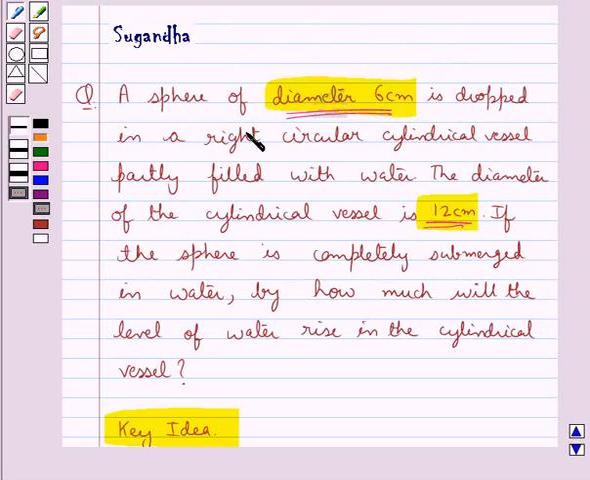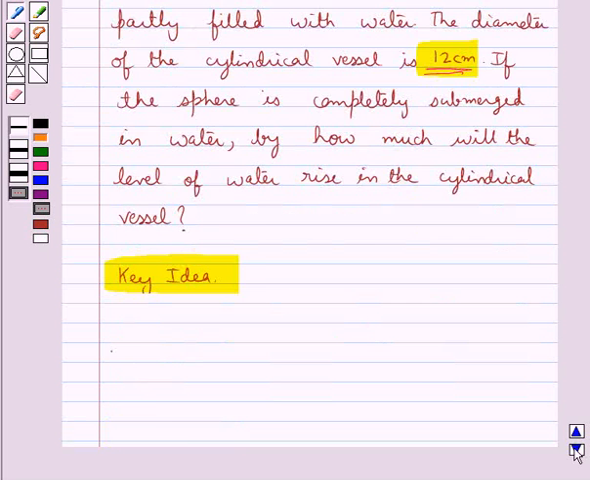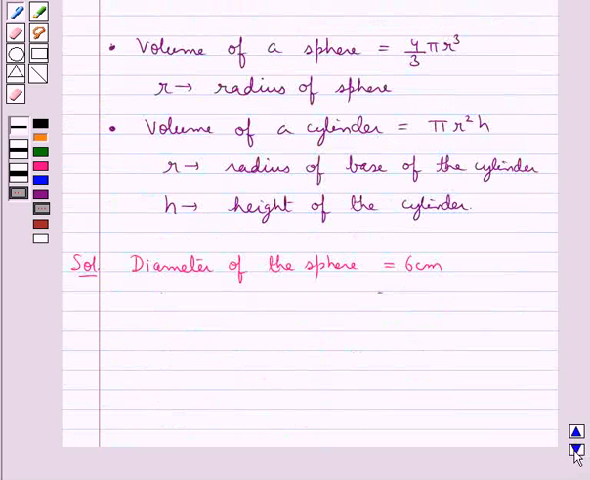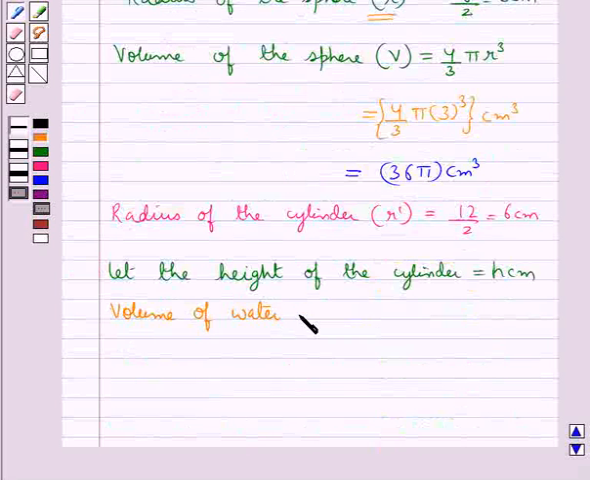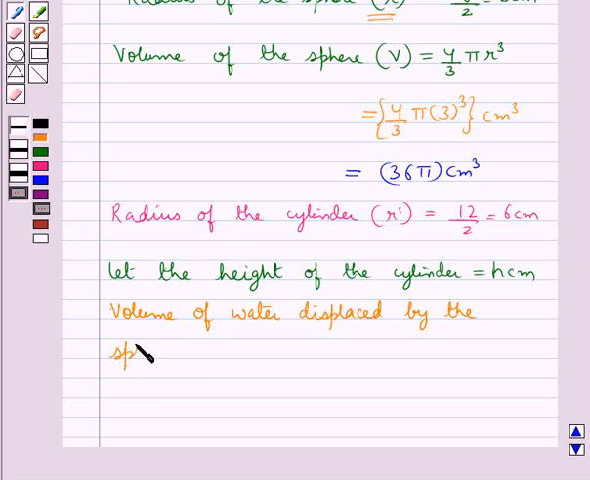In the question, we have that the right circular cylindrical vessel is partly filled with water. So when we would drop the sphere in the cylindrical vessel, the level of water would rise. So the volume of the water displaced by the sphere would be equal to the volume of the sphere. Now we have the radius of the cylinder and the height of the cylinder as 8 centimeters.